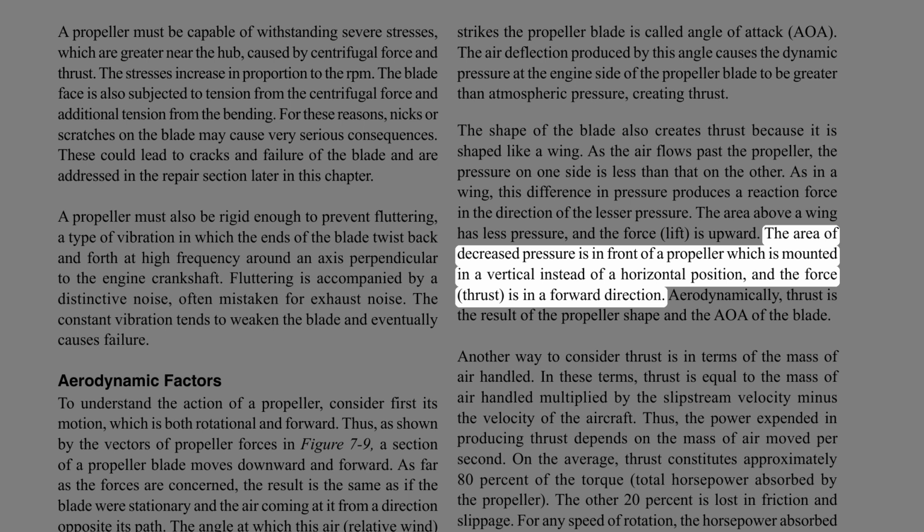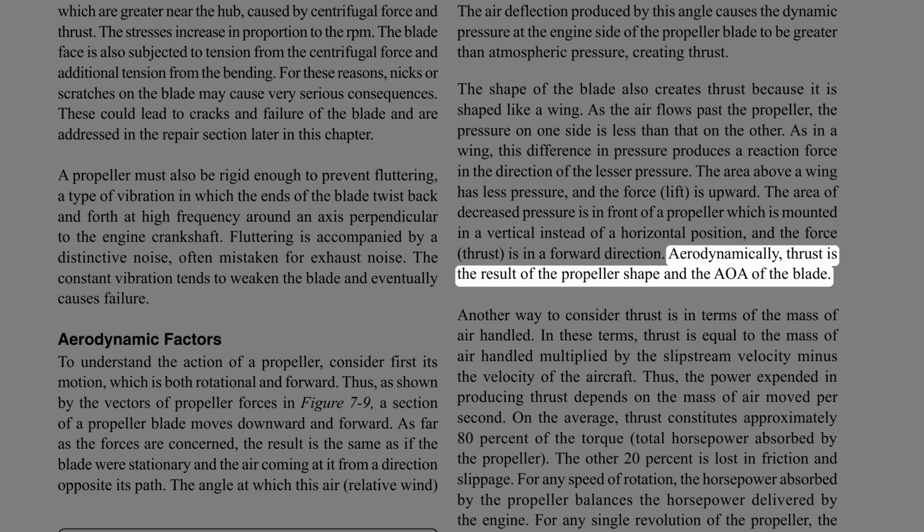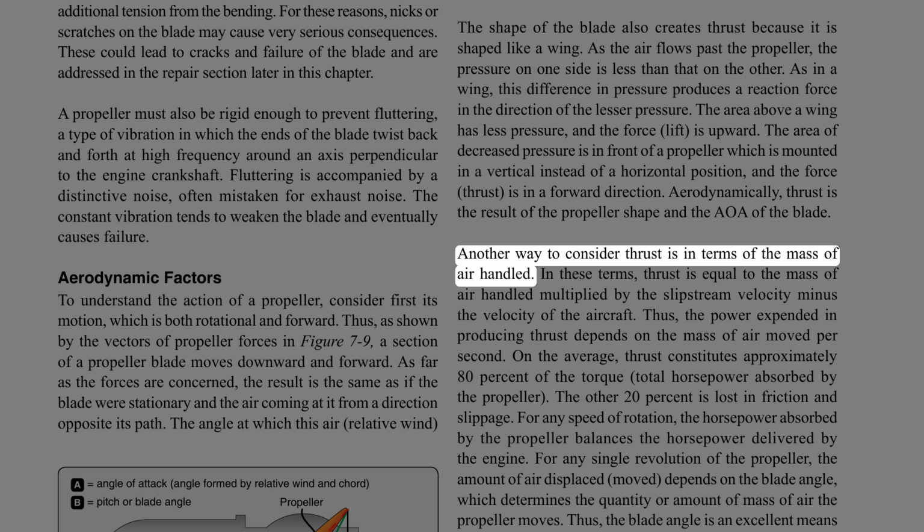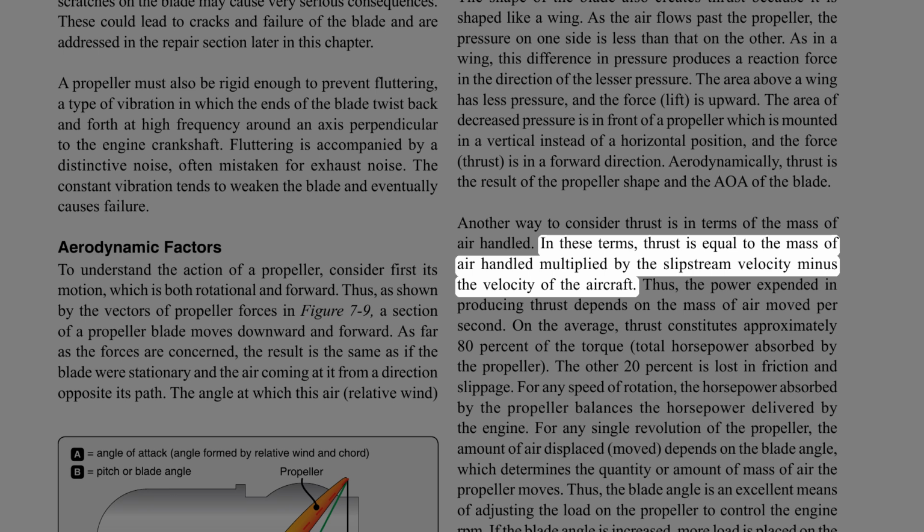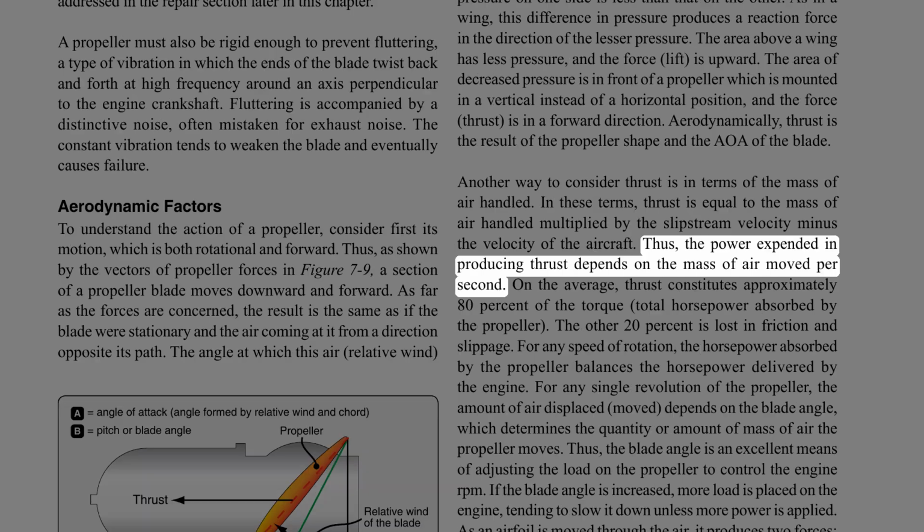The area of decreased pressure is in front of a propeller, which is mounted in a vertical instead of a horizontal position, and the force, thrust, is in a forward direction. Aerodynamically, thrust is the result of the propeller shape and the AOA of the blade. Another way to consider thrust is in terms of the mass of air handled. In these terms, thrust is equal to the mass of air handled multiplied by the slipstream velocity minus the velocity of the aircraft. Thus, the power expended in producing thrust depends on the mass of air moved per second.